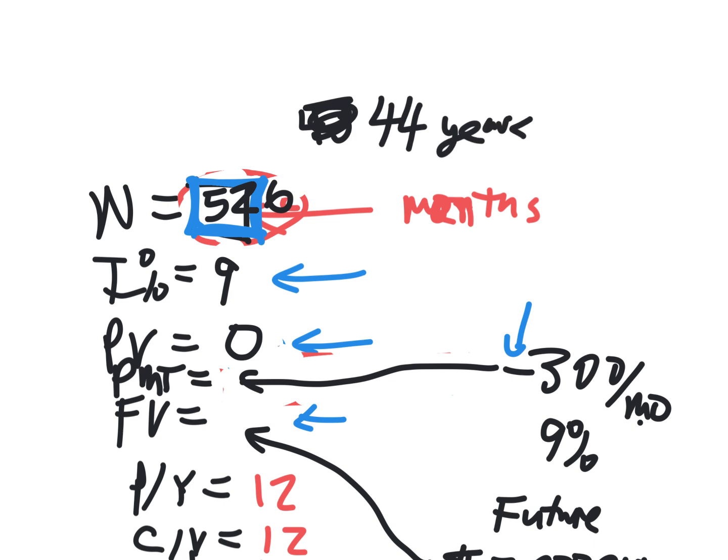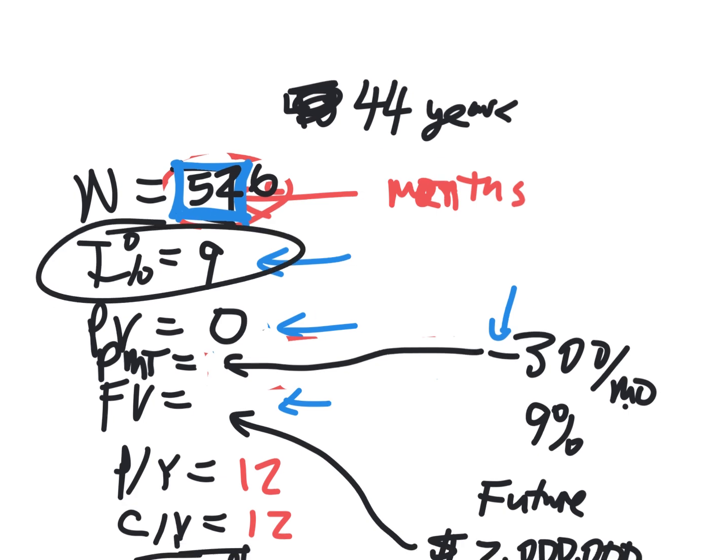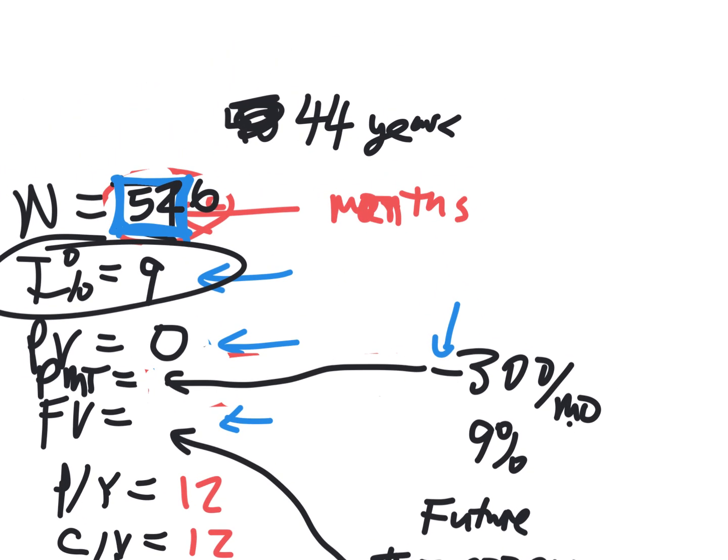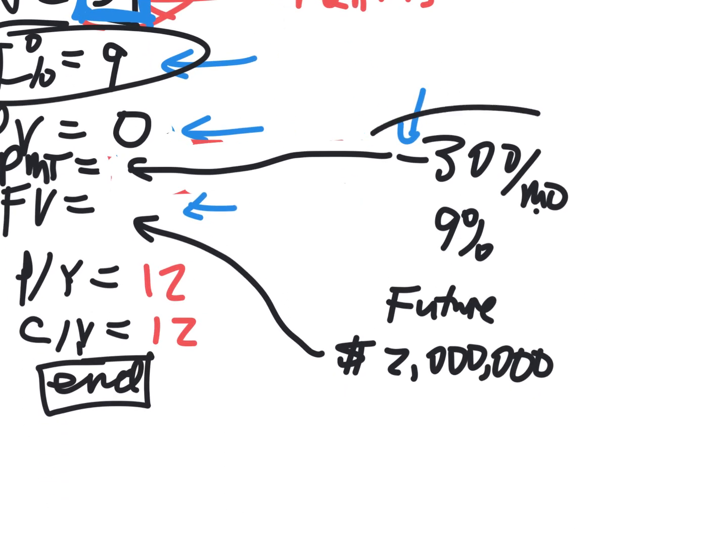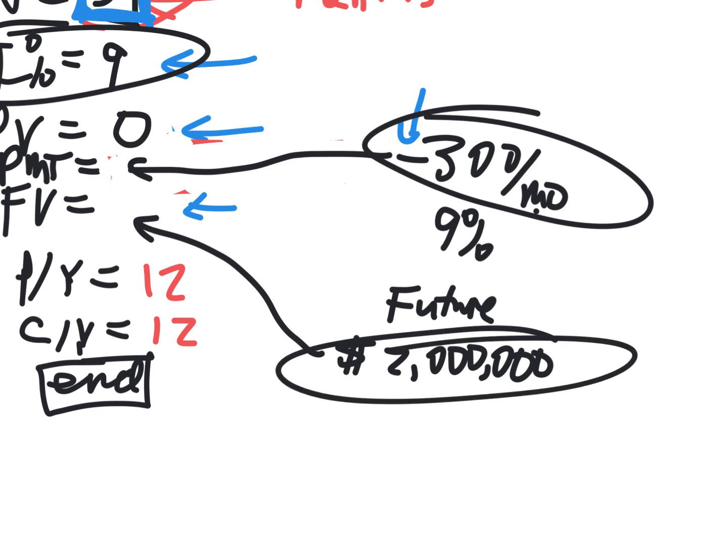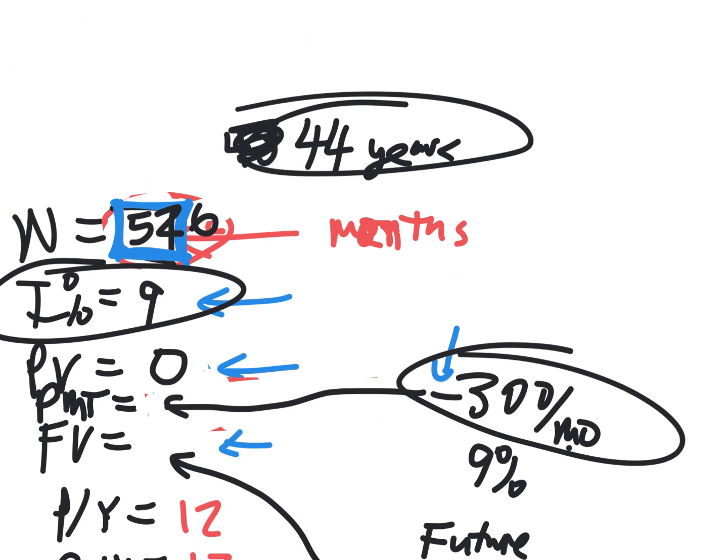Now, you can't argue with this. If you get 9% and you do it for 44 years and you put in $300 a month, you will have $2 million. It's just a fact. You can do that. The sucky part is doing it for 44 years. Everybody wants to be a multimillionaire like now.